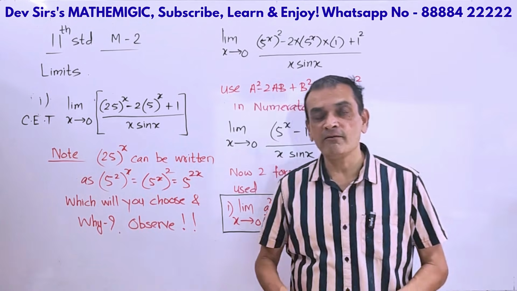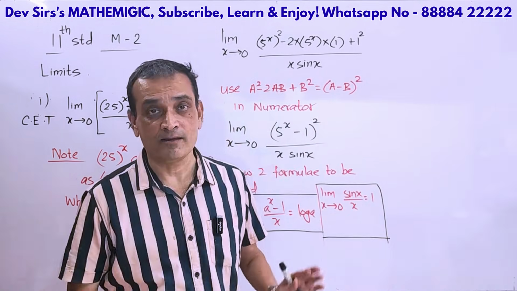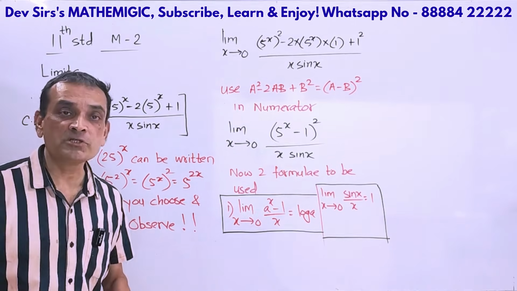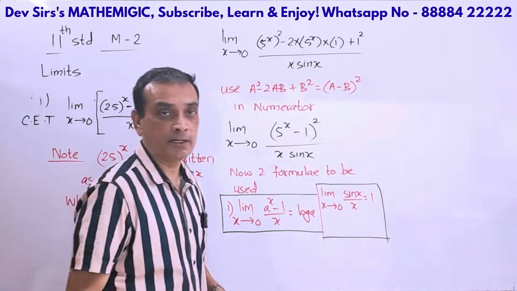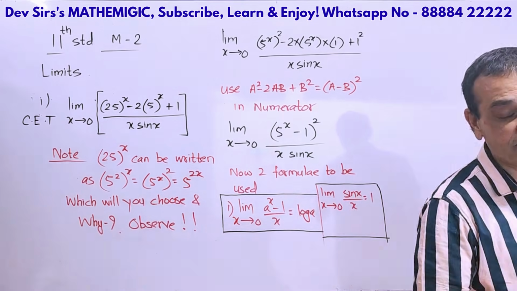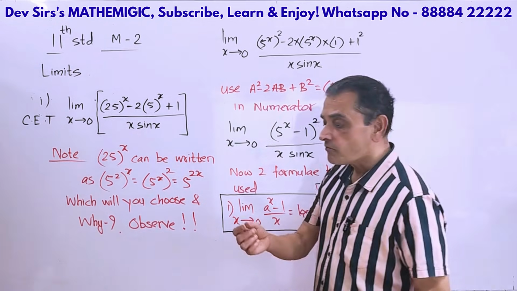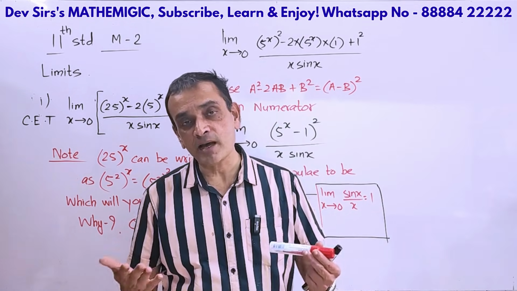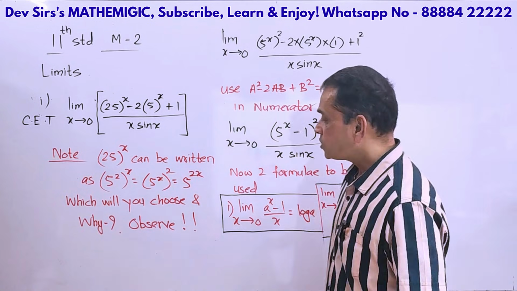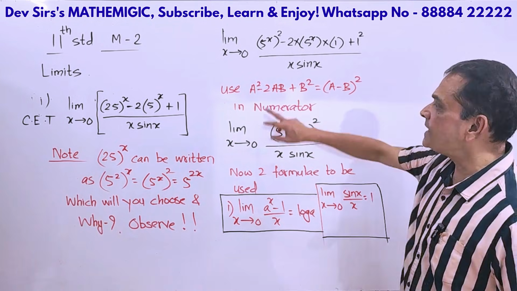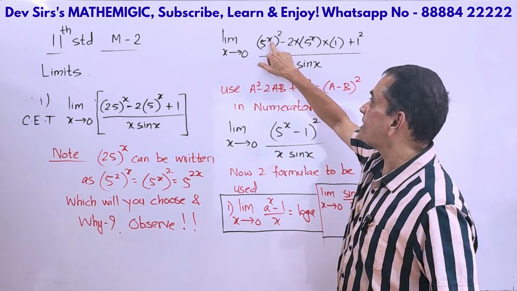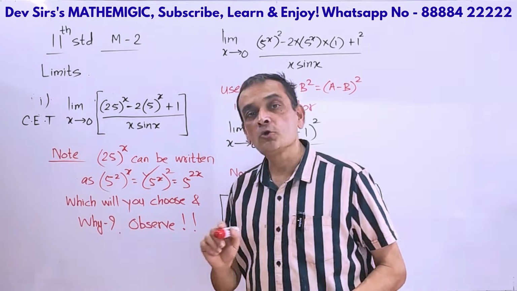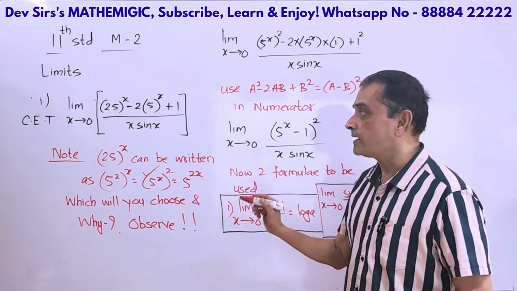Now this is not mentioned anywhere in any textbook that there are 3 methods. Which will you choose and why? Observe. There is a reason behind it. There is a reason behind everything. If you ask yourself these small questions and follow the reason, maths becomes more interesting. So observe now. I am going to select 5 raised to x raised to 2. Why I selected this, you will know the reason.